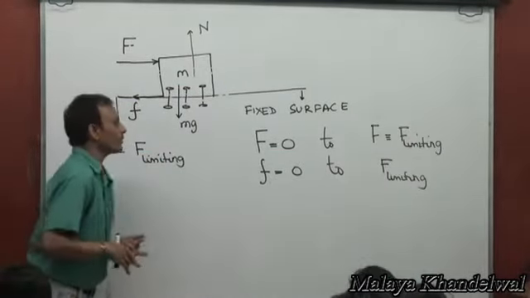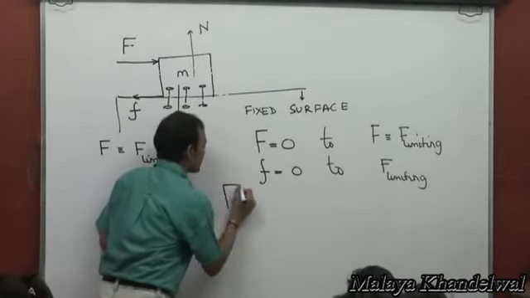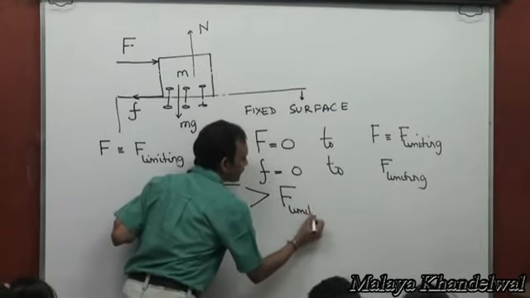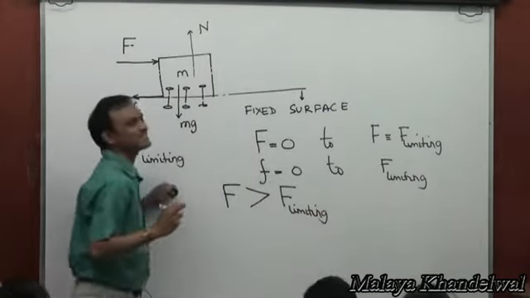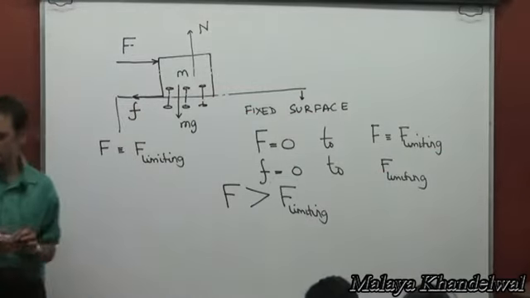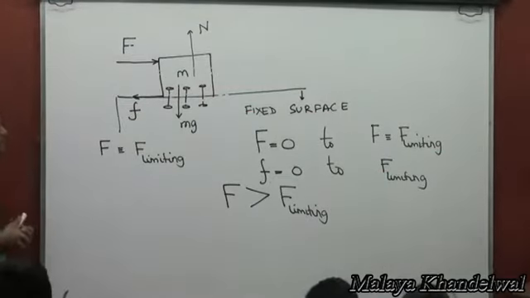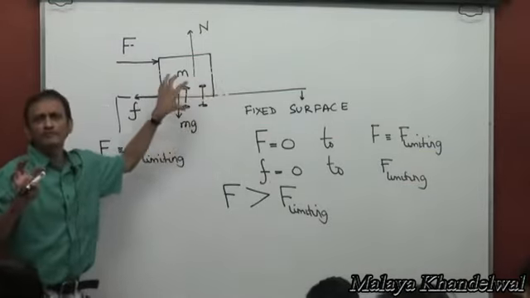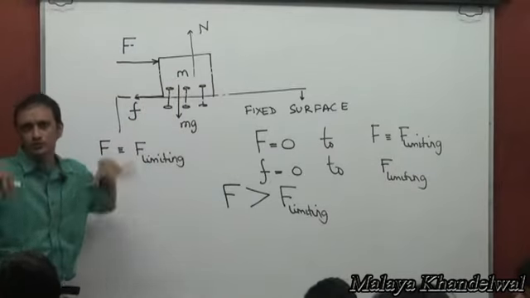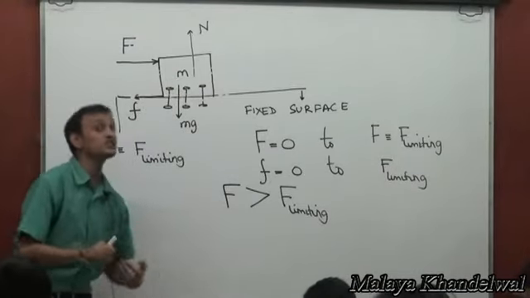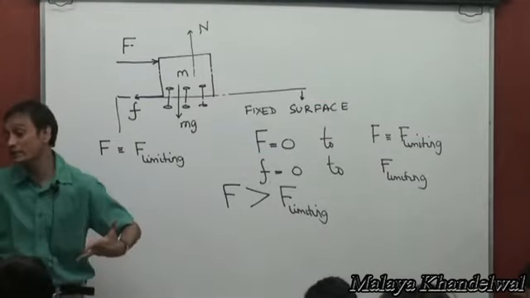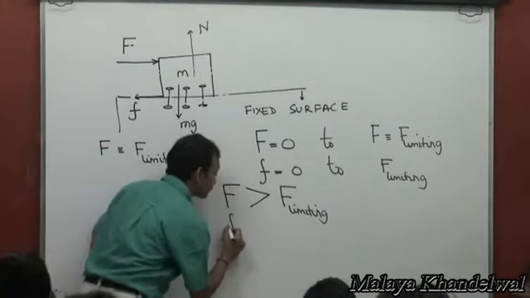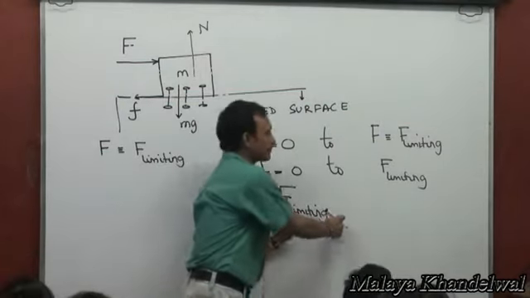Now, when the externally applied force F becomes slightly greater than F limiting, are you all there with me on this? Then these pins would have ruptured. And the moment these pins rupture, they cannot resist that much. The frictional force F now can no longer be F limiting, right?